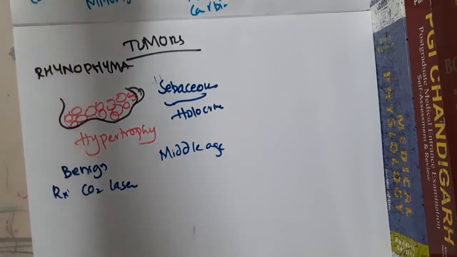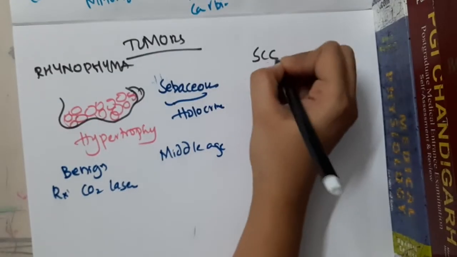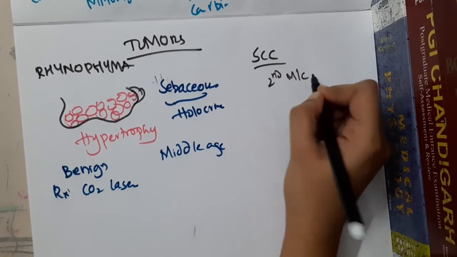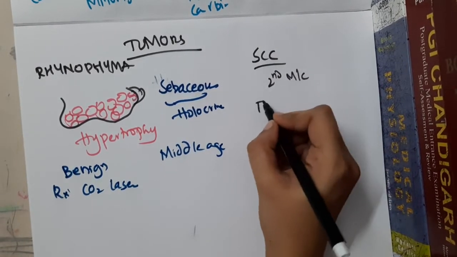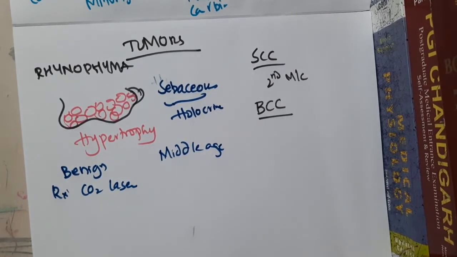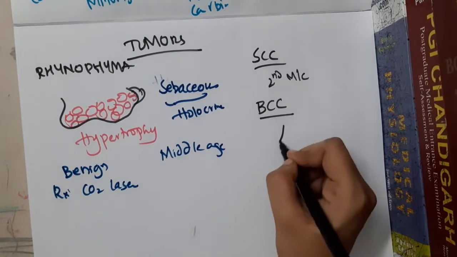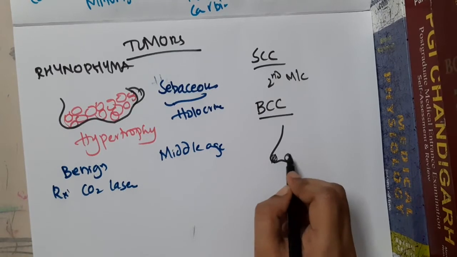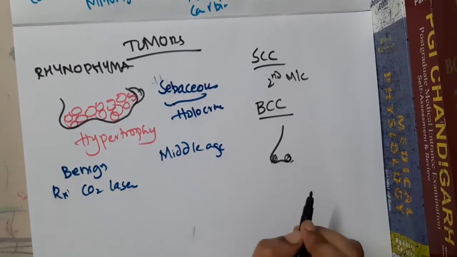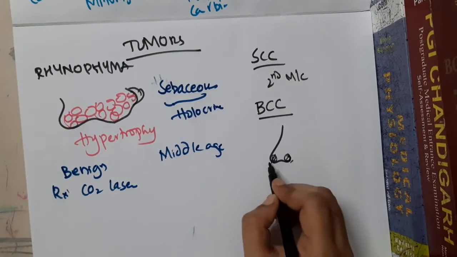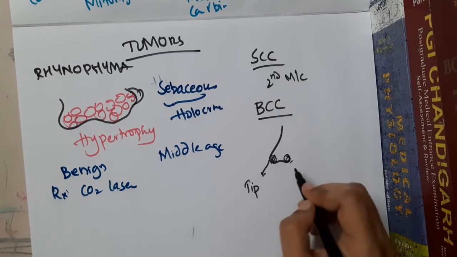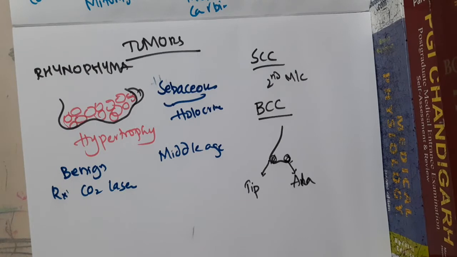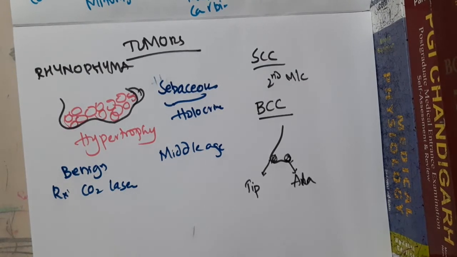Then in the nose we also have squamous cell carcinoma. Squamous cell carcinoma is the second most common malignant tumor of the nose. Then what is the most common? It is basal cell carcinoma. Basal cell carcinoma is the most common malignant tumor of the nose, involving the nasal skin. The most important site of basal cell carcinoma is the tip of the nose, and you also see basal cell carcinoma in the ala of the nose. So these are the important tumors of the nose.